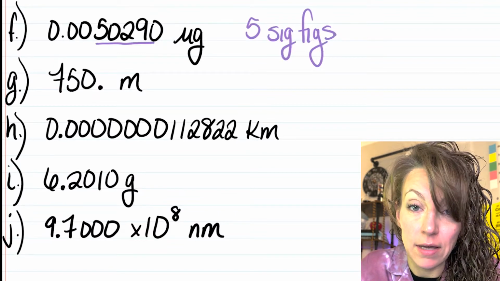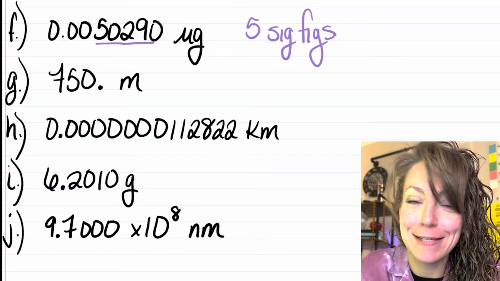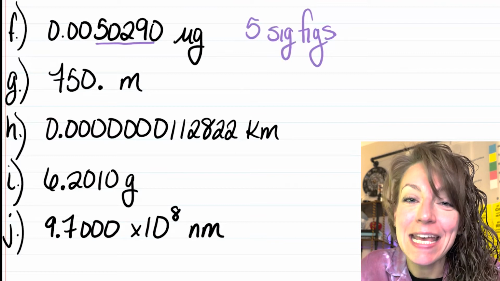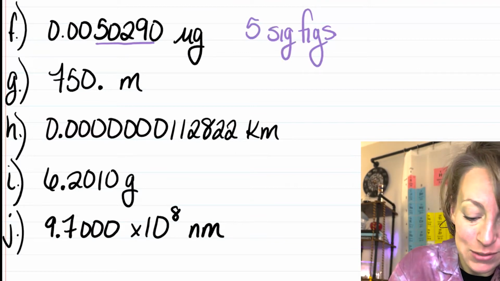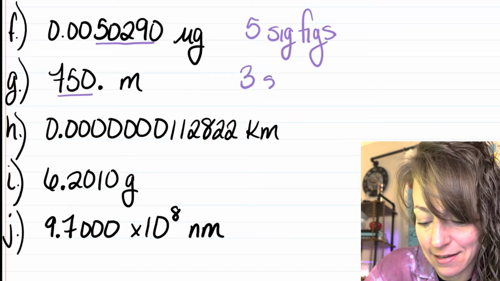In letter G, we have 750 decimal point meters. Now, since there's a decimal point at the end of that measurement, all 3 of those digits are significant, and we've got 3 sig figs again.